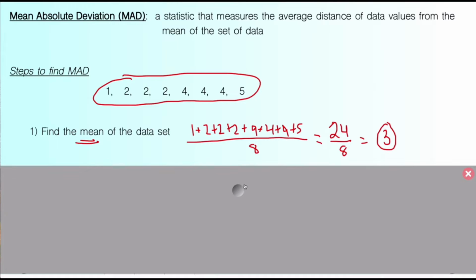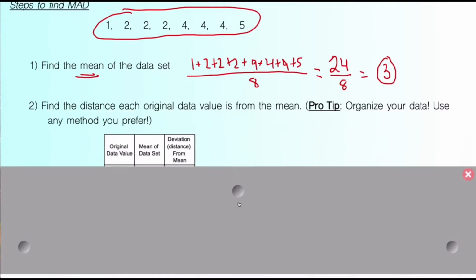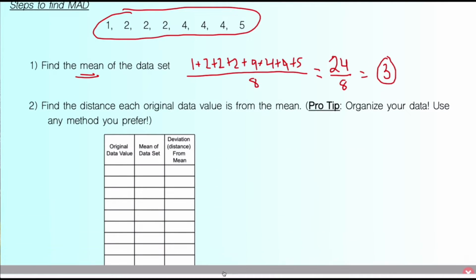Now, what we're going to be doing is we're going to be finding the deviations. We're going to be finding how far is each number from the mean. So how far is 1 from 3? How far is 2 from 3? How far is 2 from 3? And so on and so forth. To find the distance, my tip for you is to organize your data. You can use any method you prefer. I like using a table just because it helps me to make sure I've used all the numbers and got everything in order.